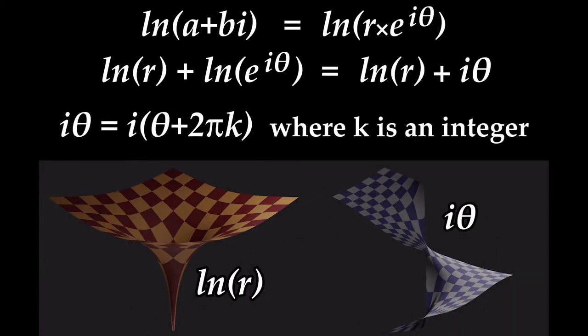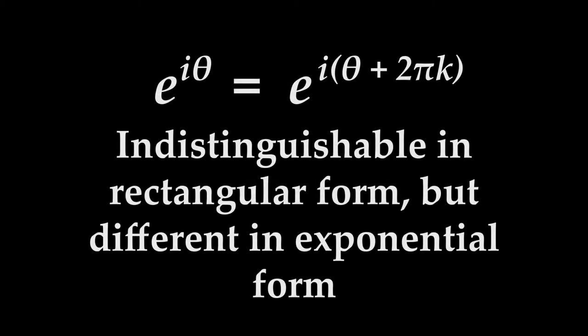Before moving on, there's something I want to explain. The complex natural logarithm has an infinite number of outputs for every input on the complex plane. To understand the difference between these outputs, we need to think about them in polar form. If a complex number of the form r times e to the i theta is the natural logarithm of another complex number, then so is every other complex number of the same magnitude, with a phase that differs by some integer multiple of 2 pi. We can't describe these numbers as different in rectangular form, but we can in exponential form. What makes them different is the number of times they wind full circle in the plane.